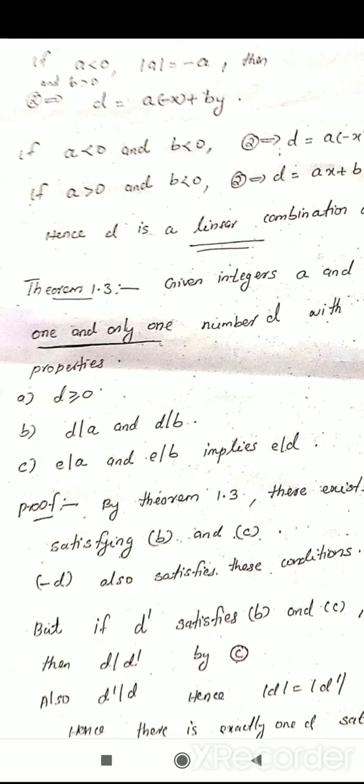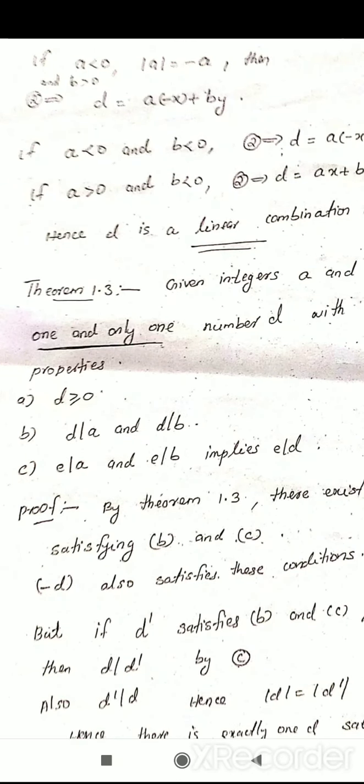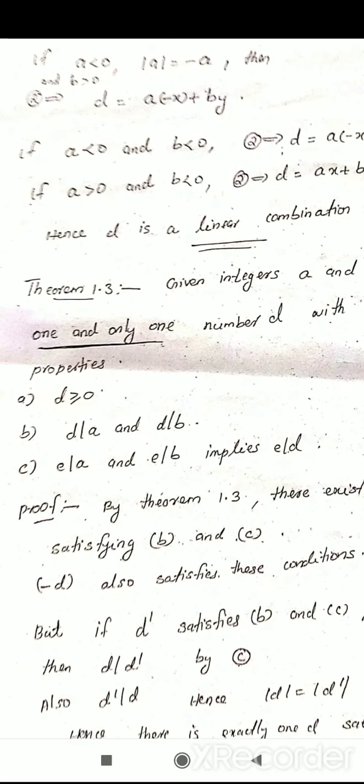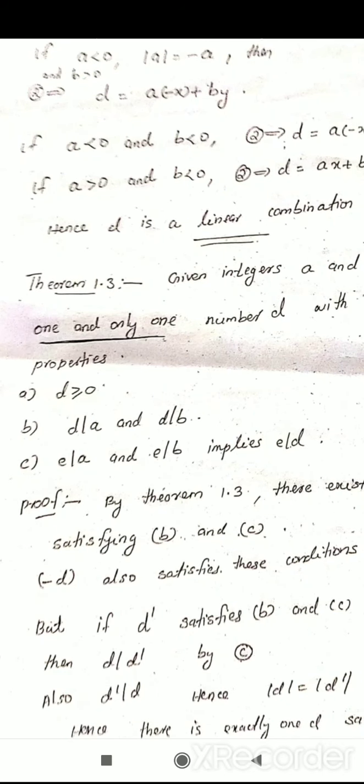Now theorem 1.3, which is a very important theorem, is all about the GCD of A and B. Given integers A and B, there is one and only one number D with the following properties. First, D is greater than or equal to 0. Second, D divides A and D divides B, that is, D is a common divisor of A and B. Third, if E divides A and E divides B, then E divides D. That is, every common divisor divides D.